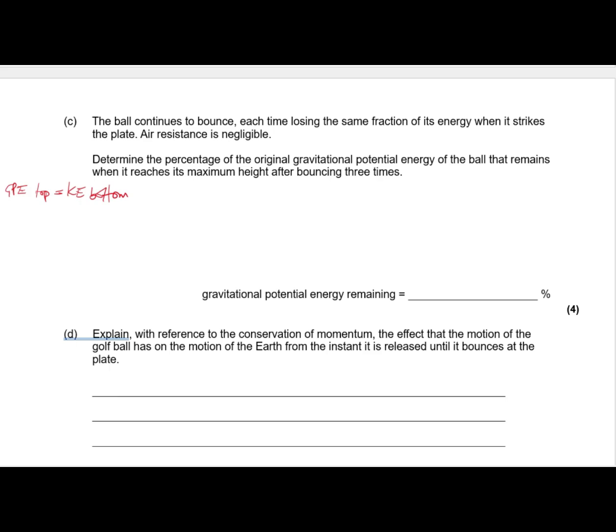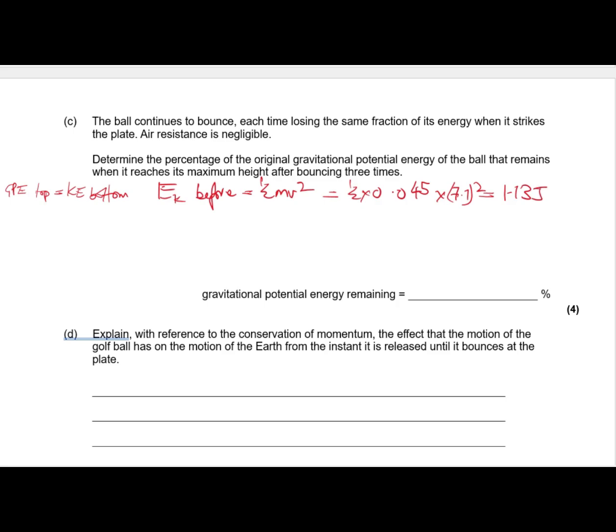Okay, so we can work out the kinetic energy before it hits the ground, because it's simply half mv squared. So a half times 0.045 times 7.1 squared. If I work that out, that would have been the original GPE, because that's the kinetic energy it hits the ground with on the first bounce. So that is 1.13 joules.